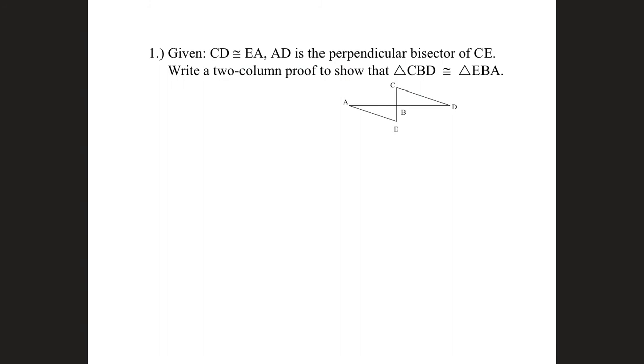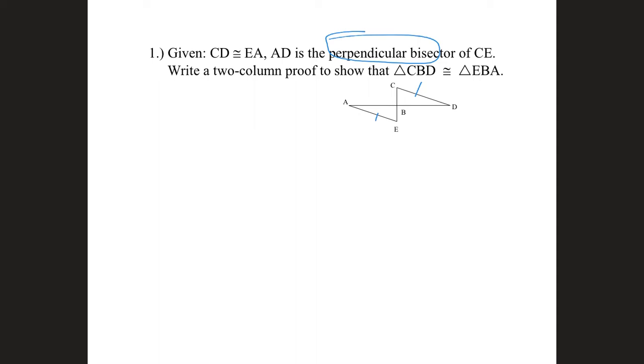Okay, now we're going to do a proof from start to finish, and we'll do this one together. So we have our diagram. Given is that CD is congruent to EA. Let's go ahead and mark that. AD is the perpendicular bisector of CE. Think about what that means. If it's perpendicular to it, it's forming a right angle. If it's a bisector, it's cutting it in half. So there's 2 things we're getting from that. Let's go ahead and mark that.